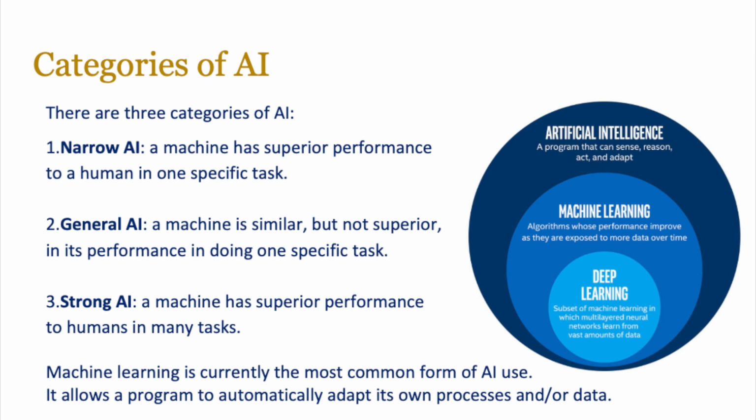You should be able to define what machine learning is, which is the most common form of AI used at the moment. It basically allows a program to automatically adapt its own processes and or data. That's the definition for it, and that's something that you need to remember for the exam. So three categories and the definition of machine learning.